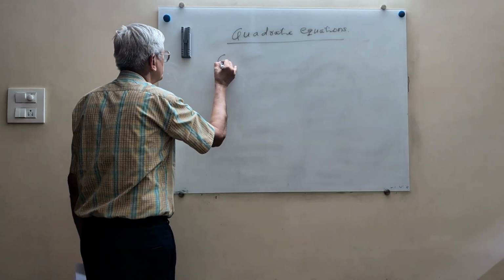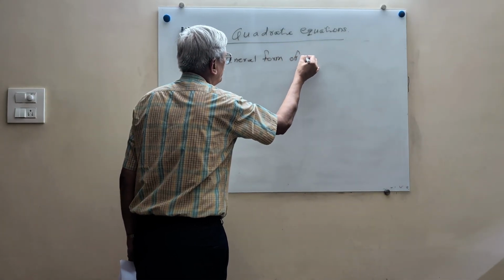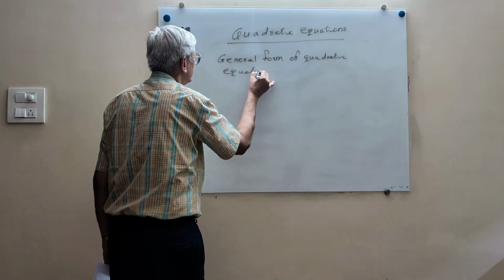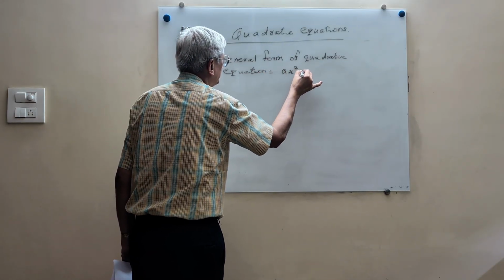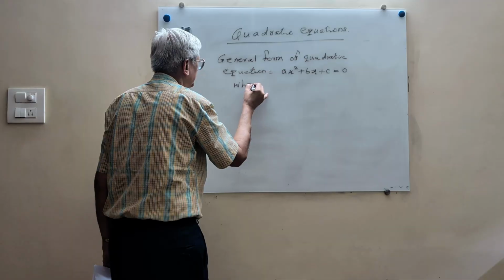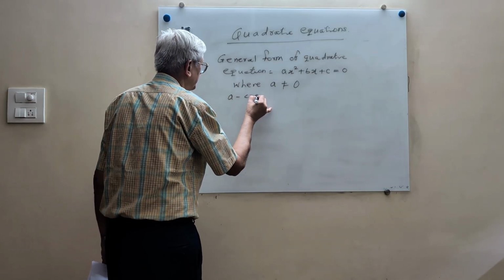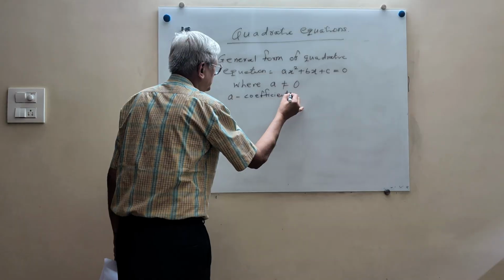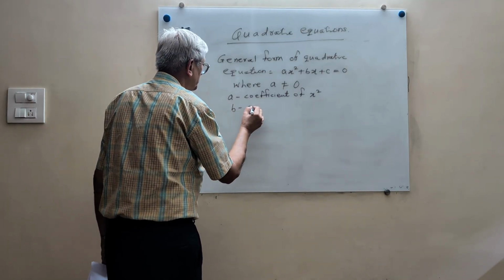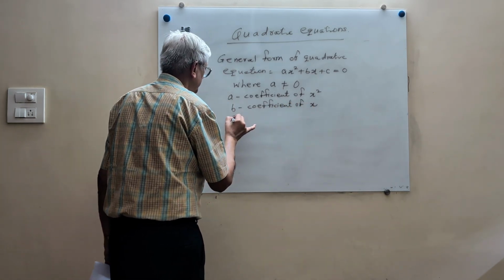Now, the general form of a quadratic equation is ax squared plus bx plus c is equal to 0, where a is not equal to 0. a is the coefficient of x squared, b is the coefficient of x, and c is a constant.